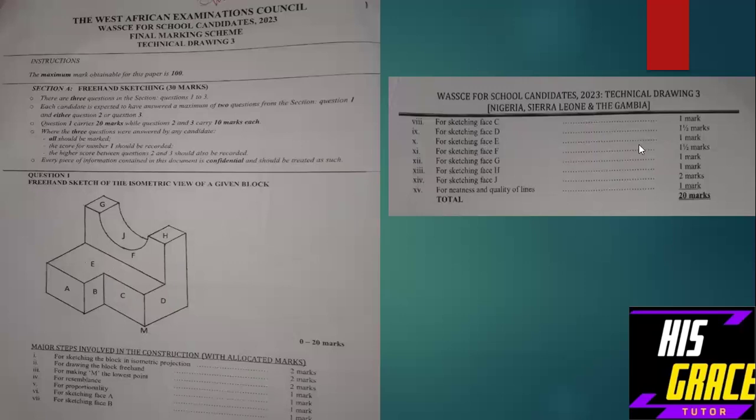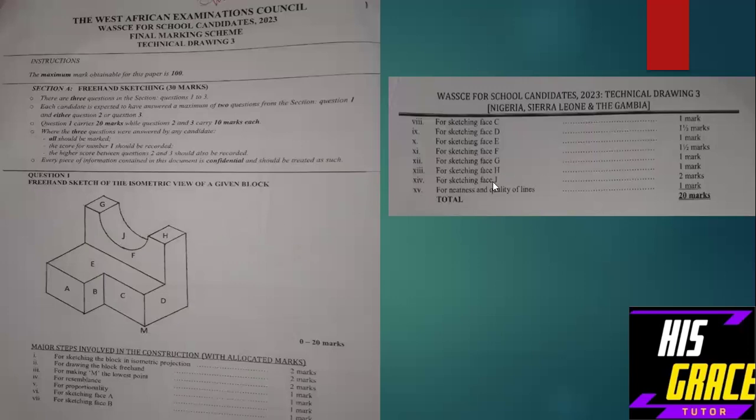And for sketching phase F, 1.5 marks. This is phase F. So it has a feature, that is, it has a circle here or semicircle here or a curve. So it is awarded 1.5 marks. And for sketching phase G, 1 mark is awarded to that. This is phase G here. And for sketching phase H, 1 mark is awarded to that.